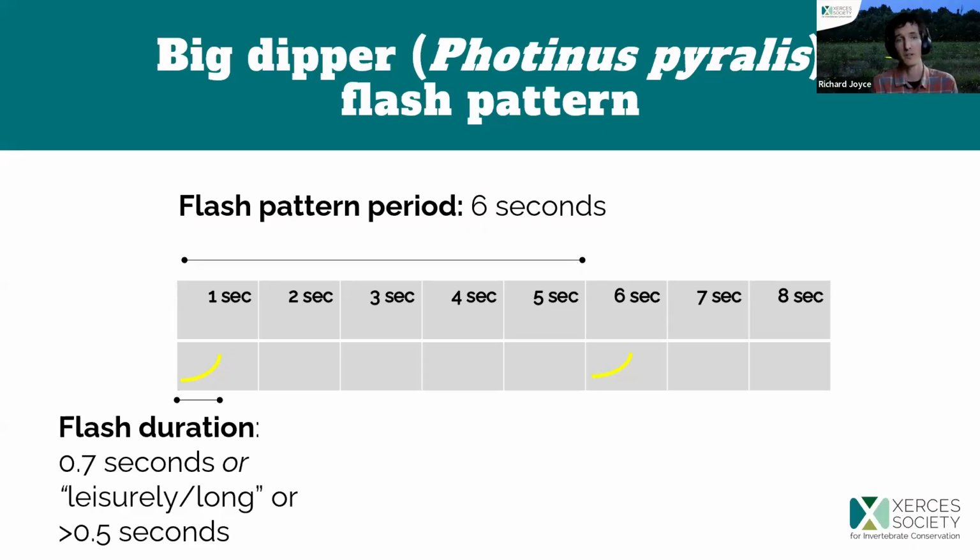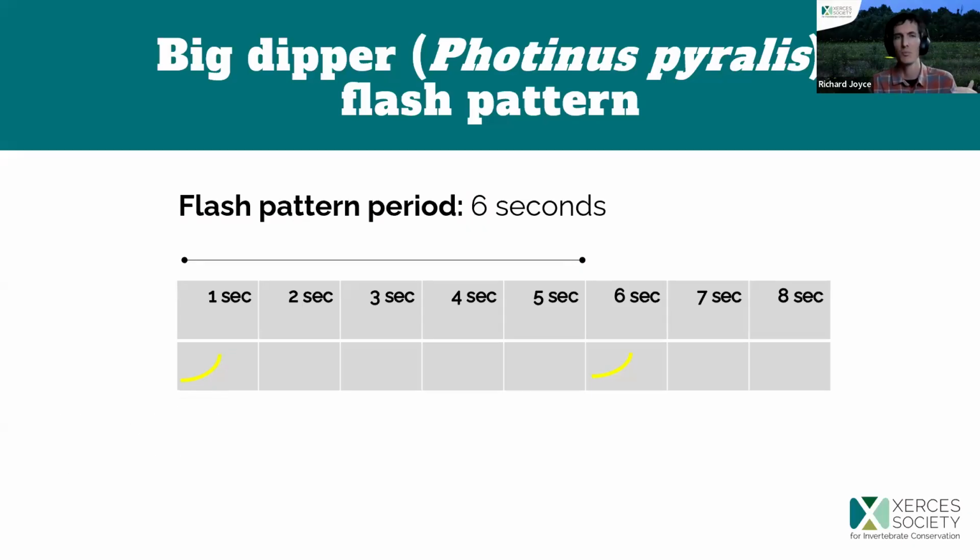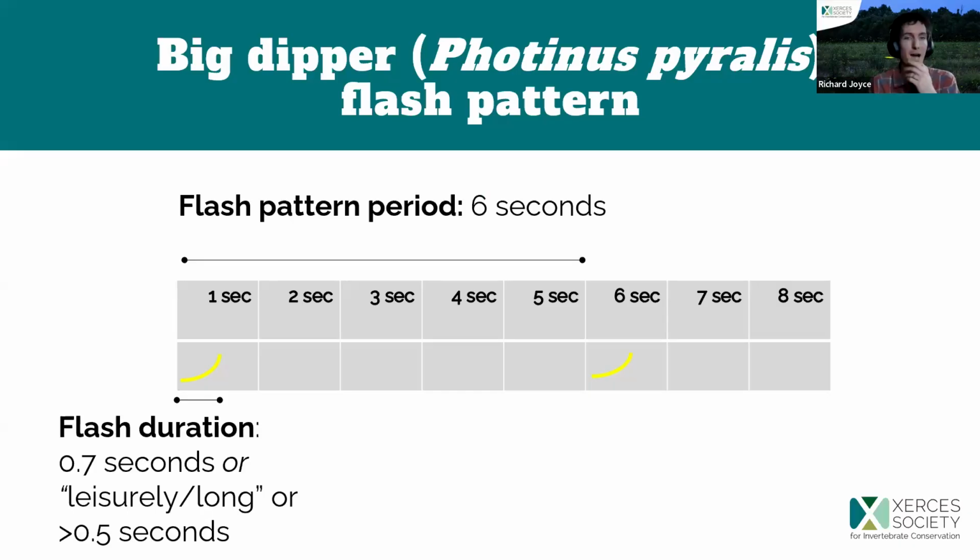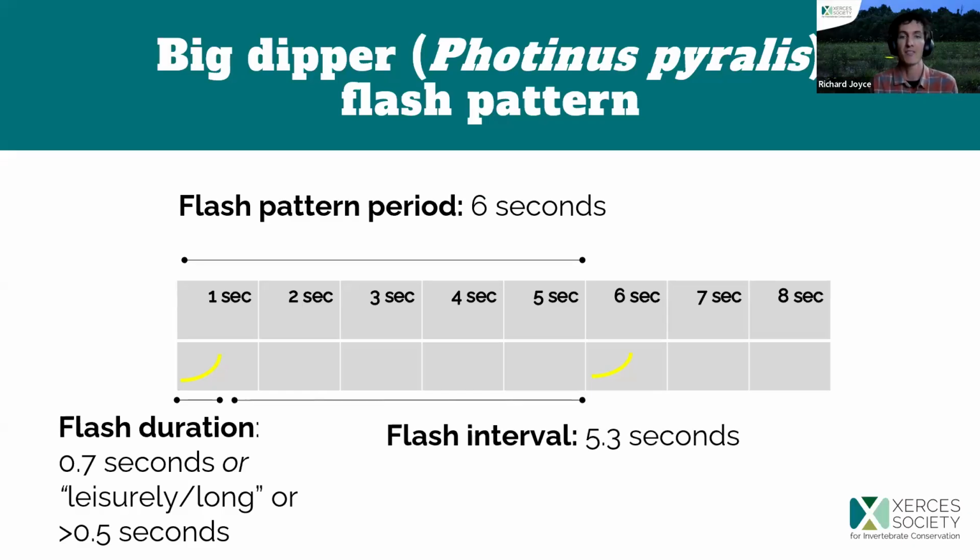If you weren't able to measure it, you could give a verbal description. So this is actually a pretty long flash. You could call it leisurely or long, or just say that it's more than a half a second long. And then the flash interval is kind of the dark time. So that's the time between the end of a flash and the start of the next flash.